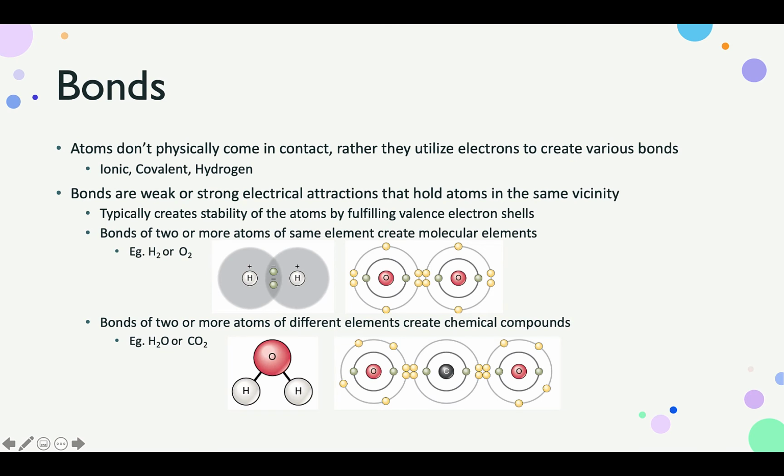So, atoms don't physically come into contact, rather they utilize electrons to create various bonds like ionic, covalent, and hydrogen bonds. Bonds are weak or strong electrical attractions that hold atoms in the same vicinity, which typically creates stability for the atoms by fulfilling valence electron shells. This grouping of atoms together, held together by a chemical bond, is called a molecule. Bonds of two or more atoms of the same element create molecular elements such as molecular hydrogen or oxygen. If they're with other atoms of different elements, then these create chemical compounds such as water and carbon dioxide.